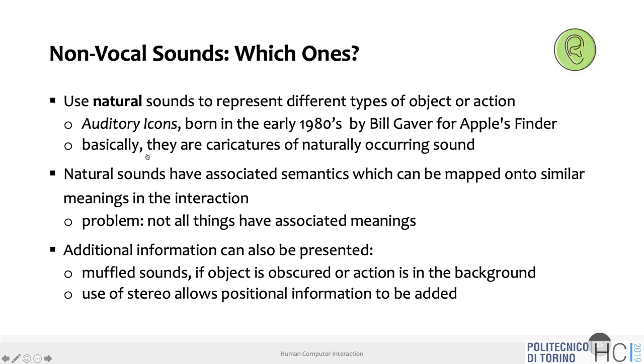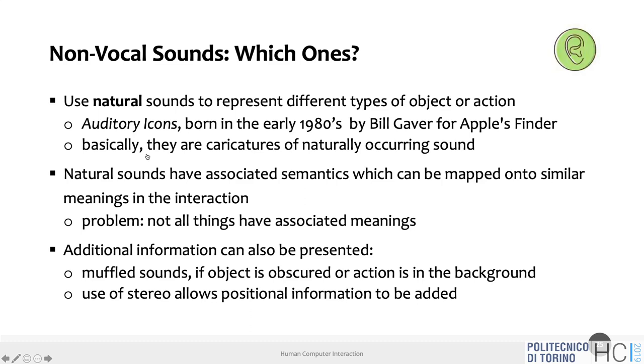And in computing systems, we can choose between two kinds of sound, that have a name. The first one is natural sound, and the second one is non-natural sound. So natural sounds are called auditory icons in computer systems, and they were born in the early 80s by a designer of Apple's Finder. For people that never used a Mac, Finder is the Mac equivalent of the Windows Explorer on Windows.